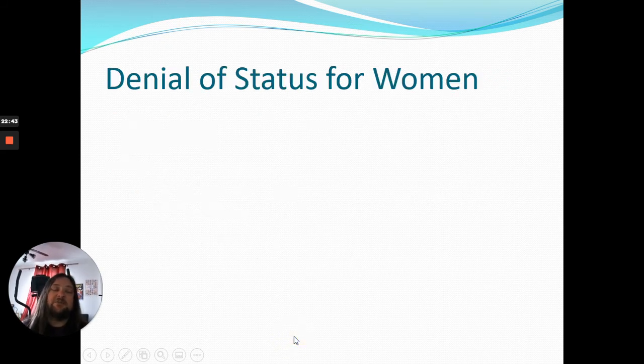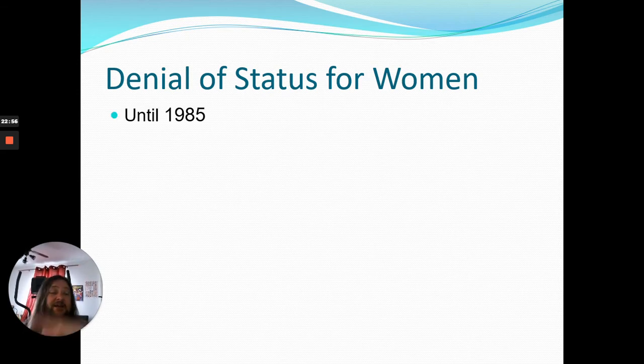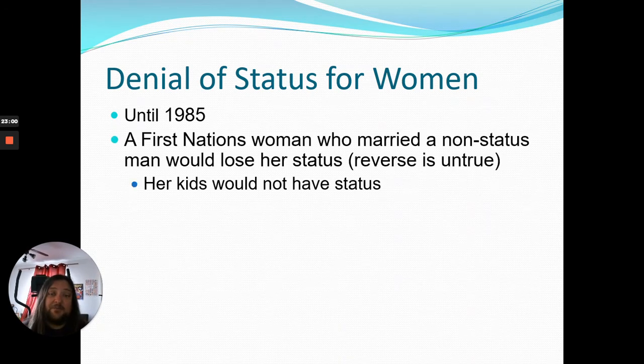So very disruptive. The other regulation that Bob Joseph talks about in this chapter is the denial of status for some First Nations women. This took effect until 1985, and eventually we'll talk about the 1985 amendment, which didn't fix the problem, but changed how it looked.